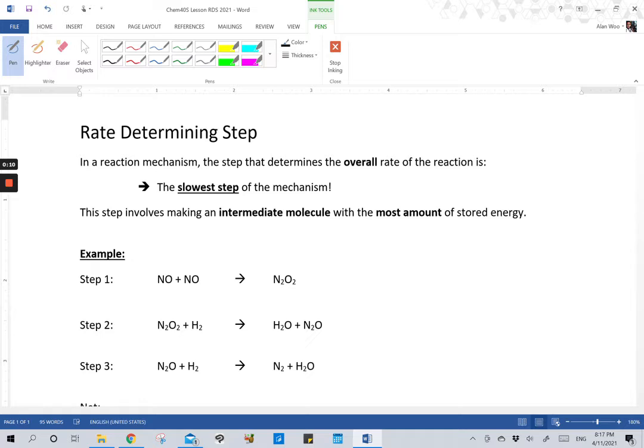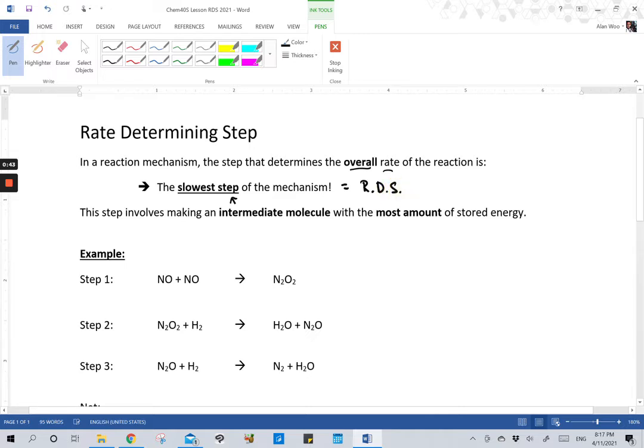In the previous class, we looked at reaction mechanisms, which is basically a series of steps that makes up the overall reaction. Now, if we want to figure out what the overall rate is of that net reaction, we have to look at something called the rate determining step. Out of all the steps in your reaction mechanism, the slowest step is often identified as the rate determining step.